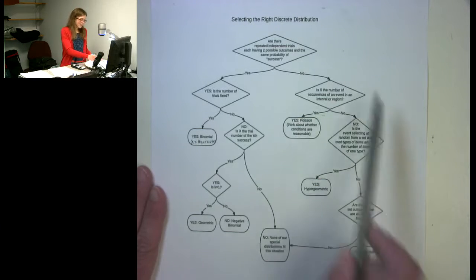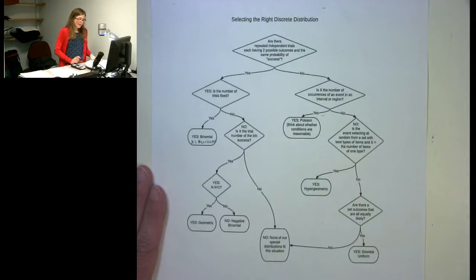And if we have a situation that doesn't fit any of these, then again, none of our special distributions would be appropriate for modeling that situation.